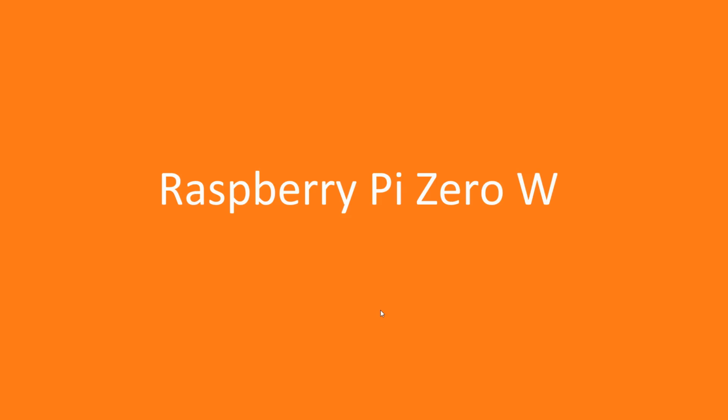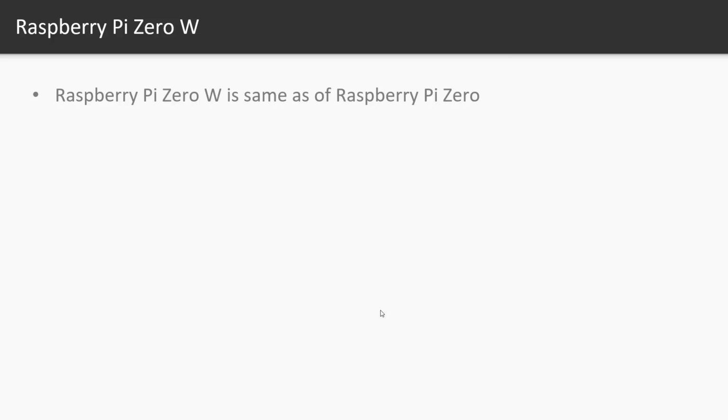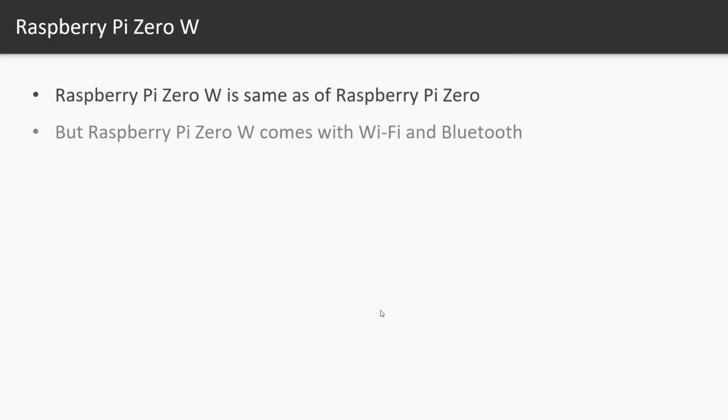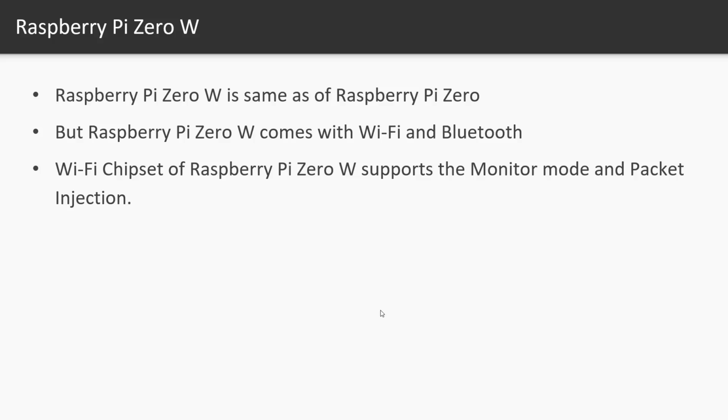As I have already told you, Raspberry Pi 0W is the same as Raspberry Pi 0. The only difference is that Raspberry Pi 0W comes with Wi-Fi and Bluetooth. And here, the Wi-Fi chipset of Raspberry Pi 0W supports monitor mode and packet injection, which lets you hack the Wi-Fi networks around you.